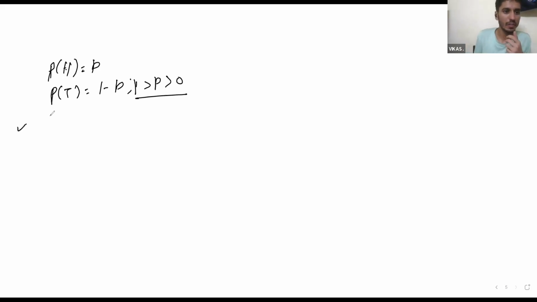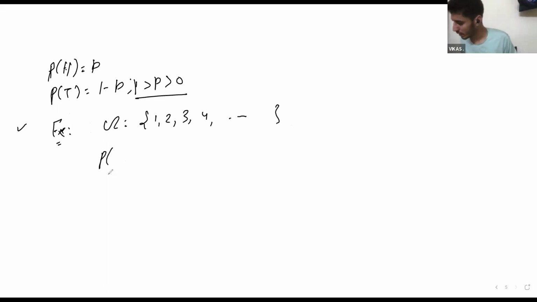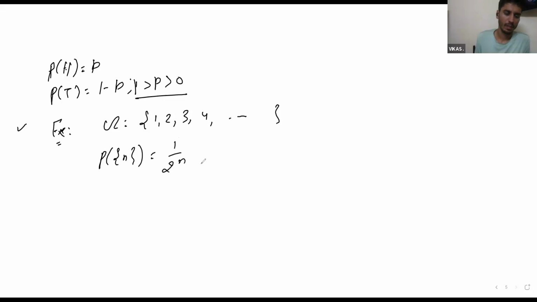For example, for the set of natural numbers, if anybody wants to define probability, I'm not going very deep in this example. This is omega, the set of natural numbers, and you define probability at each point. The probability on any number n can be defined as 1 by 2 to the power n. For example, the probability at 5 will be 1 by 2 to the power 5.